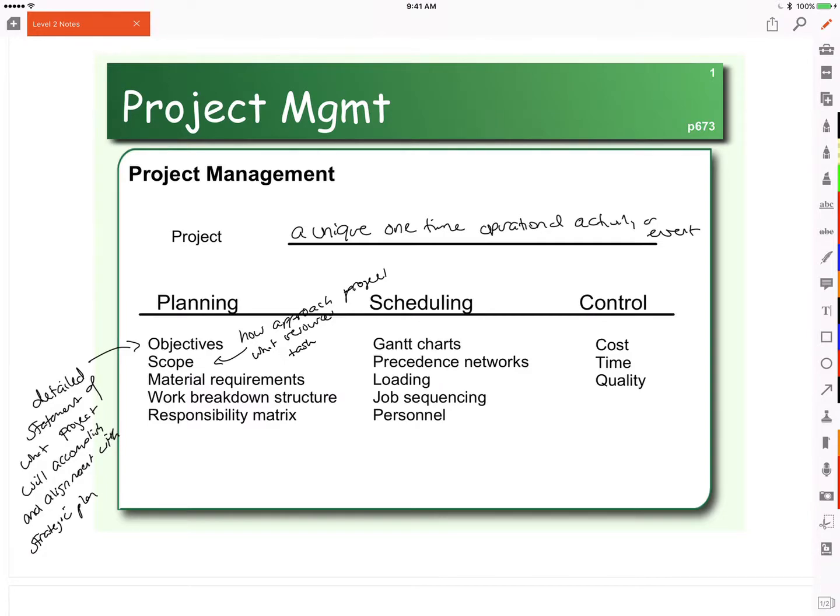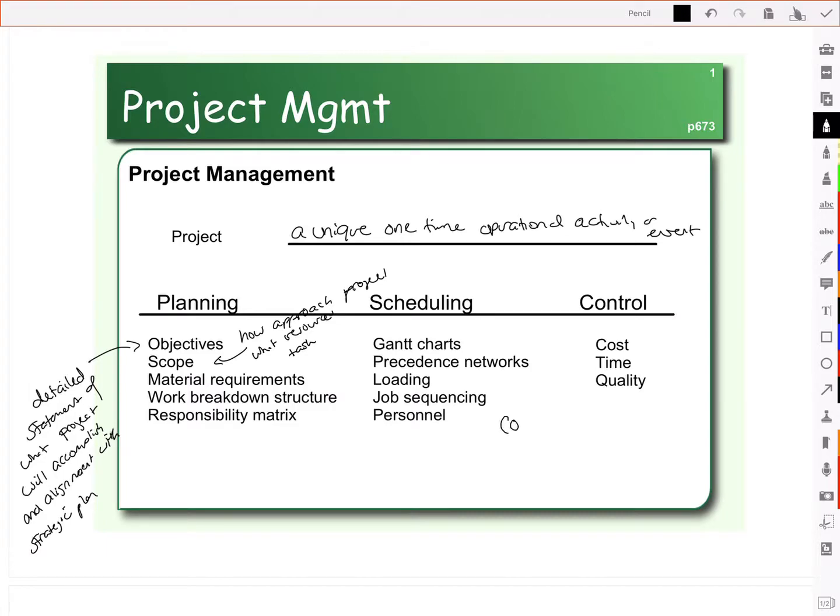We then looked at sequencing. What happens if you have a team who needs to do multiple jobs? What order do you do them in? And then we looked at scheduling our employees. So all of this is part of implementing your project. The last thing we want to consider is control.